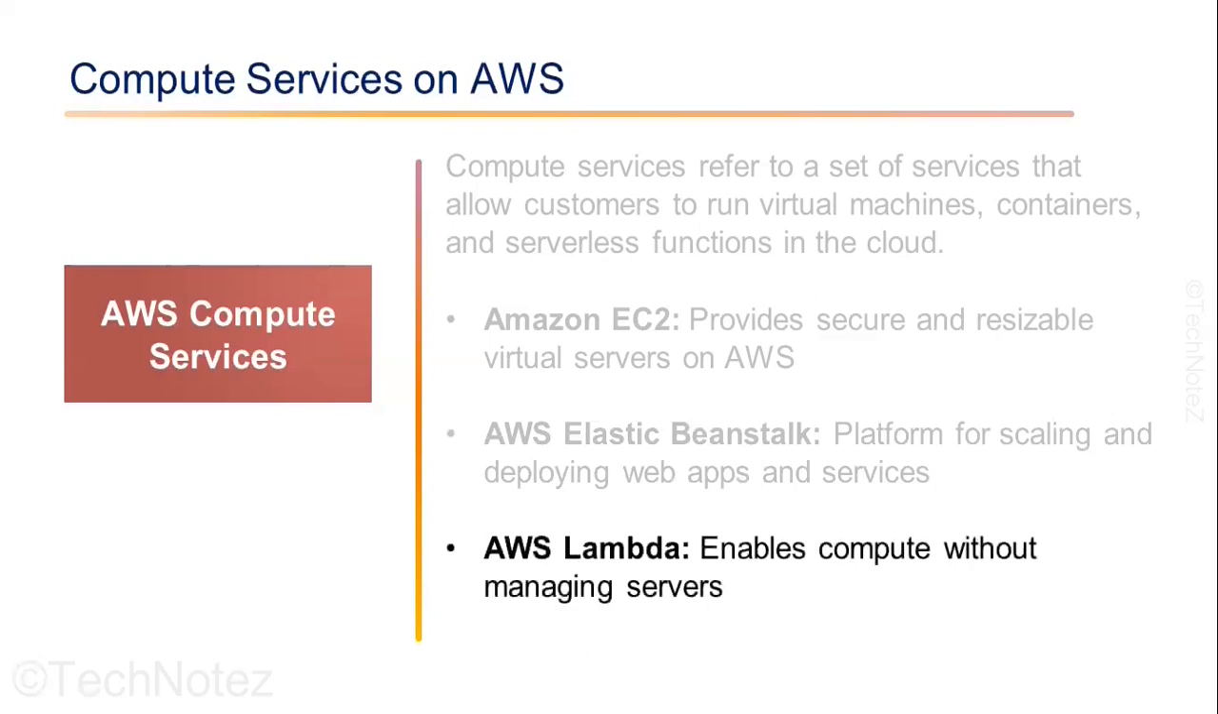AWS Lambda. Lambda is a serverless computing platform that allows users to run their code without having to manage and provision the infrastructure. With Lambda, users can simply upload their code, specify the compute resources needed, and the platform automatically scales the compute resources as required.